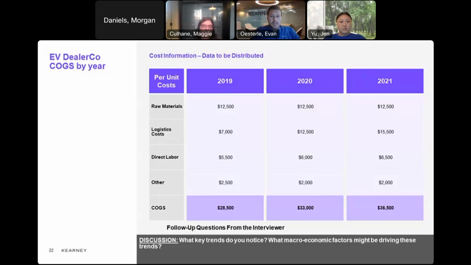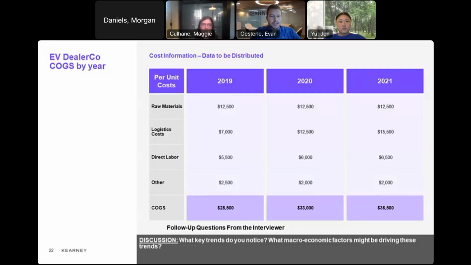So then we get this cost of goods sold data. And again, you're talking through your observations, right? Like you're reacting in real time, you're working with your interviewer. Raw materials, flat. No change in raw materials, no issue there. Logistics costs, there's an issue there. They've more than doubled since 2019. That's a problem. Direct labor has increased, but that's probably not all that out of line with inflation.